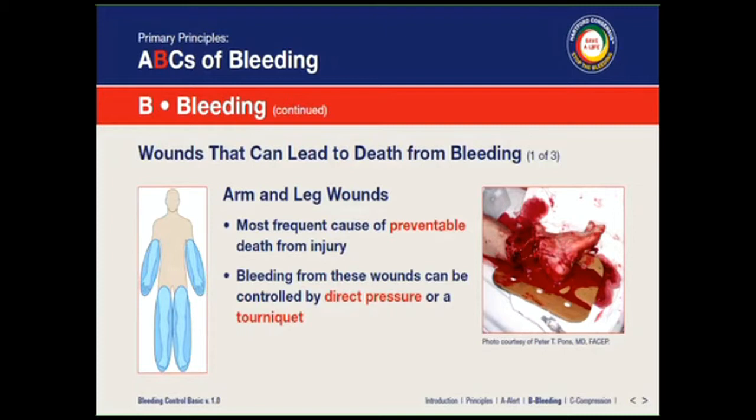It should also be noted that there are some fairly graphic pictures in this presentation, so it's not for the squeamish.